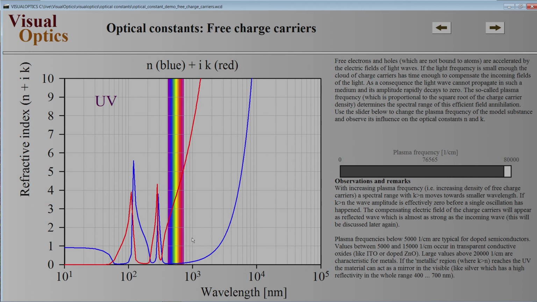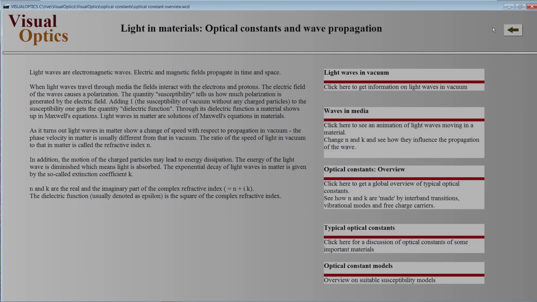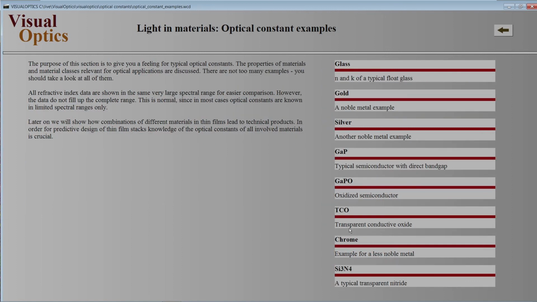Okay, these were the three basic excitations that I would like to discuss here: interband transitions, vibrational modes, and free charge carrier acceleration. Let's practice what we have learned up to now, and let's take a look at some typical optical constants, and we will find back, hopefully, all the excitations that I discussed.